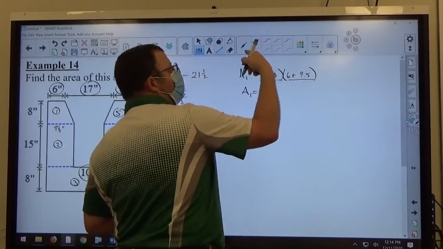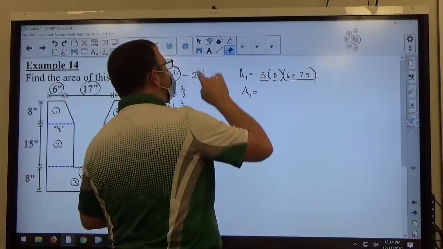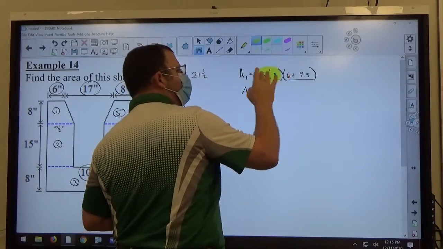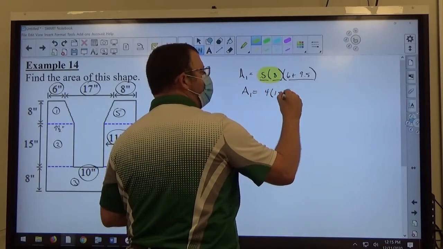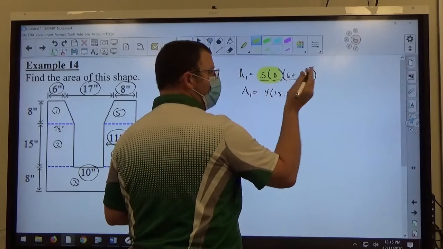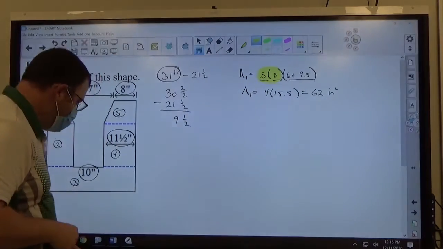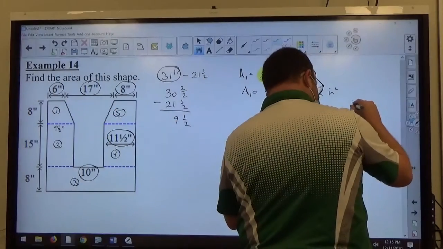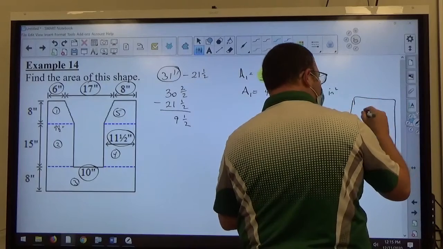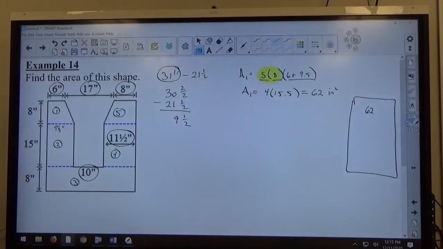0.5 times 8, I'm able to multiply these together first. 0.5 times 8 is 4, and 6 plus 9.5 is 15.5. If I multiply that out using a calculator if necessary, I'm going to get 62 square inches. As I get answers, I'm just going to put them on hold. Here's my answer box, I'm going to put it over here. As I find these areas, 62 square inches is one area. I'm not going to worry about the square inches part of it. Again, 1 half the height times the sum of the bases is the area of a trapezoid.